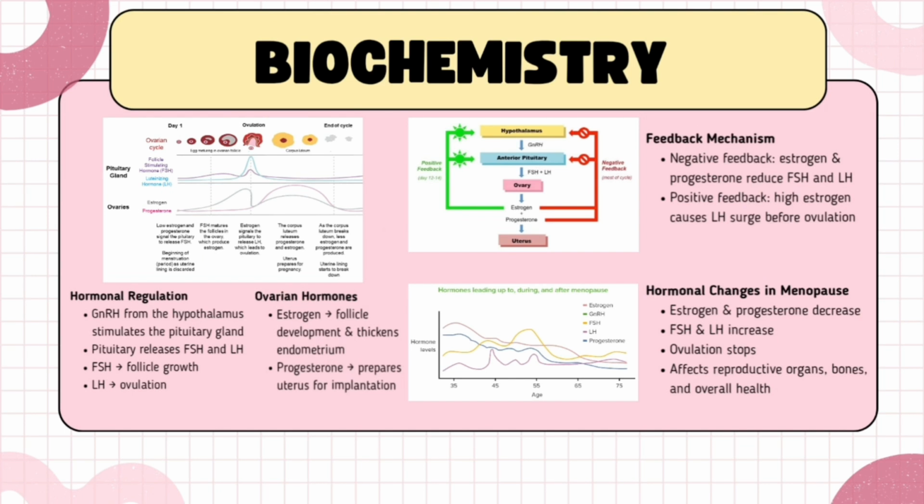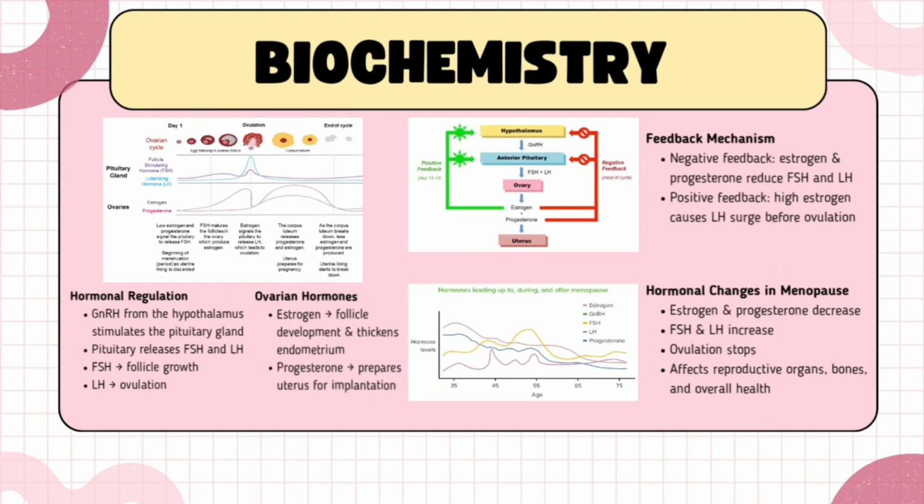For the ovarian hormones, the ovary will produce two major hormones. The first one is estrogen, which promotes follicle development and thickens the endometrium. The second one is progesterone, which prepares the uterus for implantation and maintenance of pregnancy. Then we have a feedback mechanism by which the hormone levels are controlled. It has negative feedback, in which estrogen and progesterone inhibit the FSH and LH release, and positive feedback, in which high estrogen levels trigger the LH surge before ovulation.